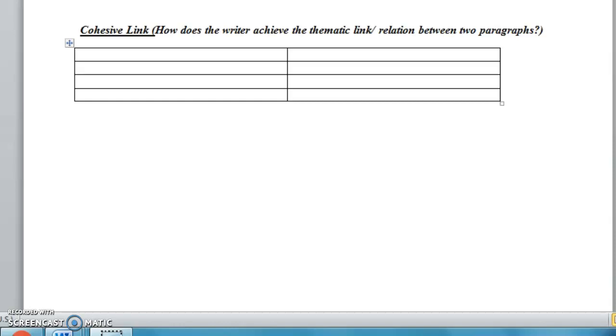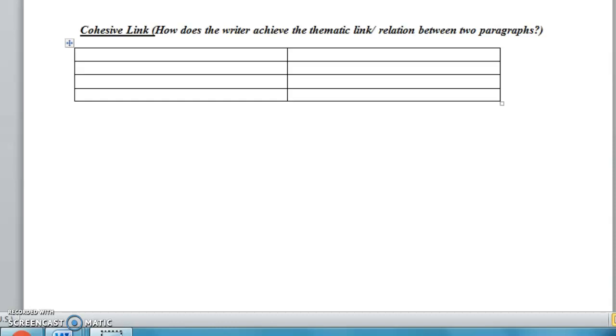Today I will explain another skill which is the cohesive link. In the previous video I explained the thematic link or the thematic relation, which is the relation between two paragraphs. And as we said, this relation can be question-answer, addition, cause-effect, etc. Now in order to achieve this relation, the writer should use special ways. These special ways are called the cohesive links.